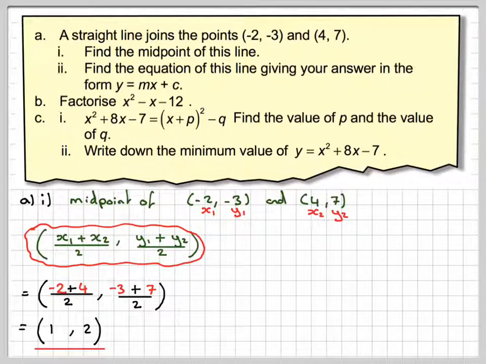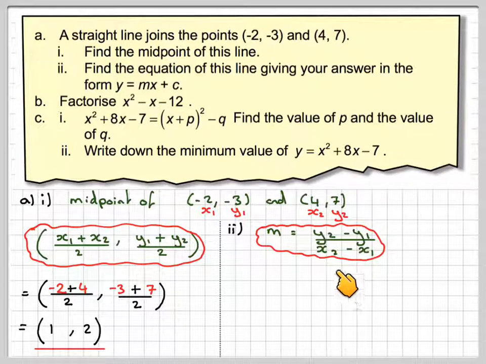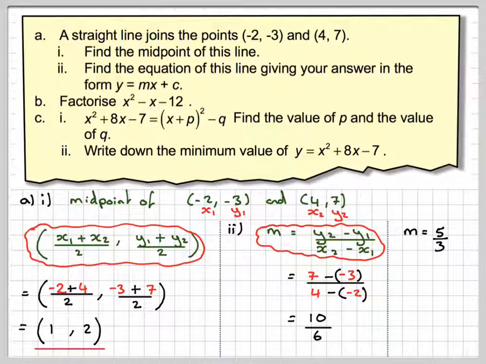Right, in order to find the equation of the line, we need to find its gradient. So the gradient is (y2 minus y1) over (x2 minus x1). So it's going to give me 7 minus -3 divided by 4 minus -2. It's a good idea to put these into brackets. 7 minus -3 gives you 10. 4 minus -2 gives you 6. Cancels down to give a gradient of 5 over 3.